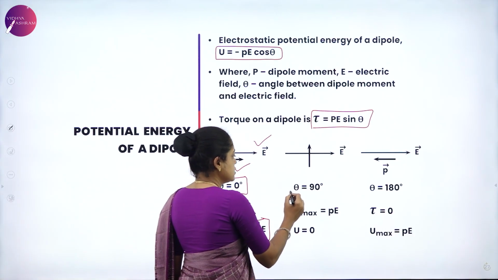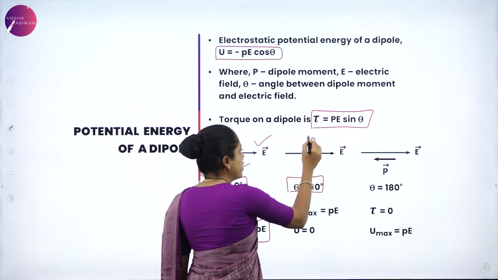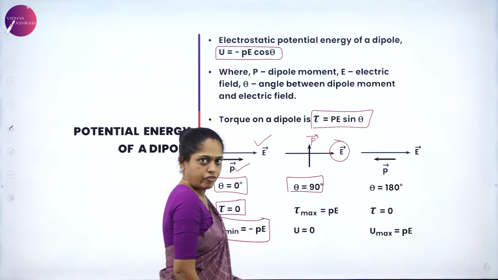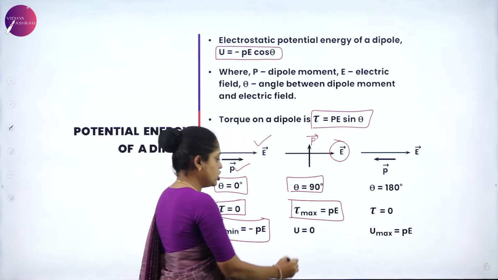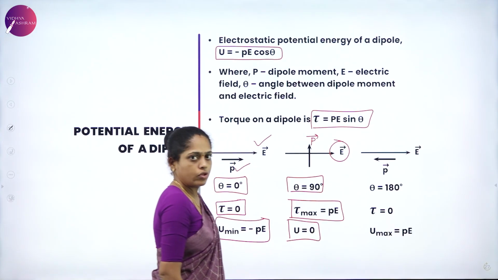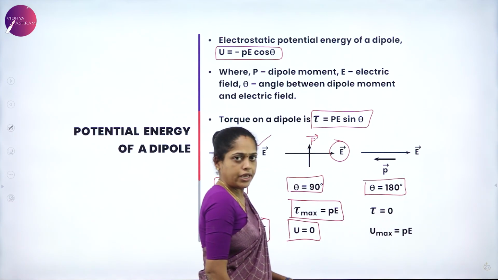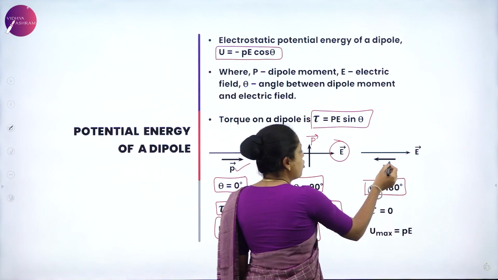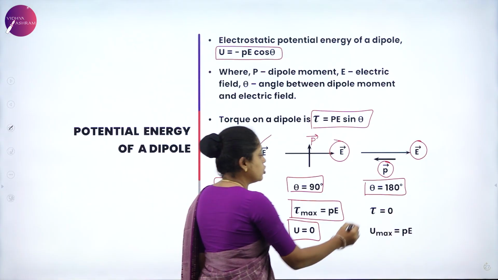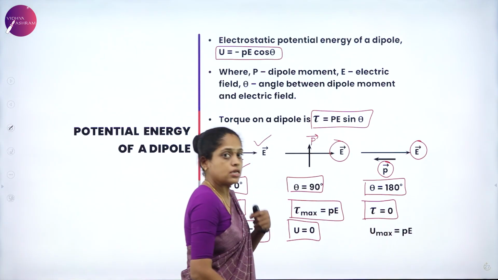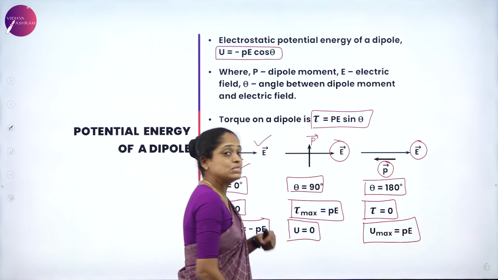The next case is theta is equal to 90 degree, means the dipole moment is perpendicular to the electric field, then torque is equal to PE and potential energy is equal to 0. The third case is that theta is equal to 180 degree, means the dipole moment is in opposite direction to the electric field, then the torque acting on the dipole is 0 and the potential energy of the dipole is PE.